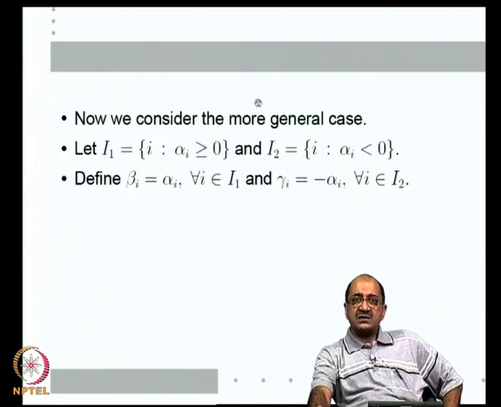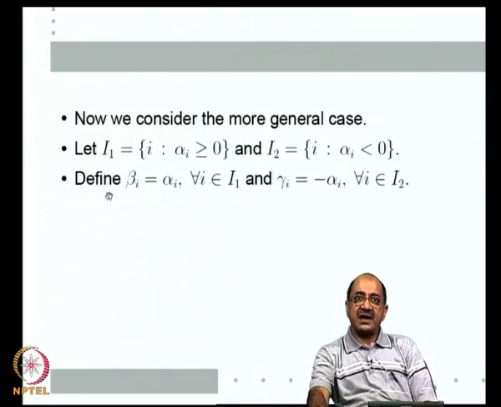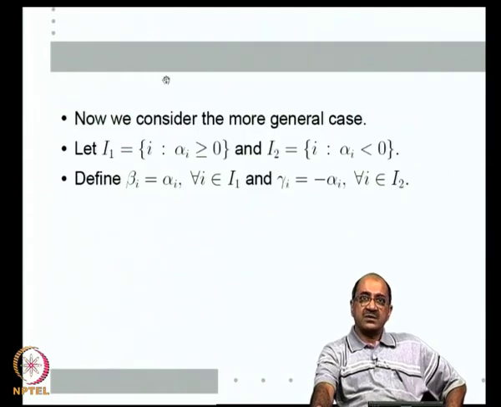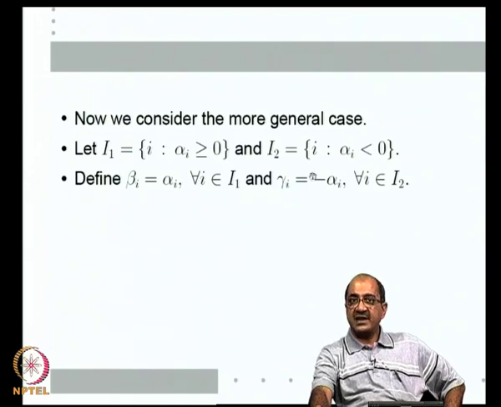Now, I know that over all points i, the summation of alpha i x i is equal to 0. Let us define beta i equal to alpha i for all i in I1, and gamma i equal to minus alpha i for all i in I2. Now, I have summation alpha i x i equal to 0. The i in I1 are positive terms, and the i in I2 are all negative terms. So, I can take all the negative terms to the other side. If I take the negative terms to the other side, the coefficients become gamma i, and the positive terms have the coefficients beta i.